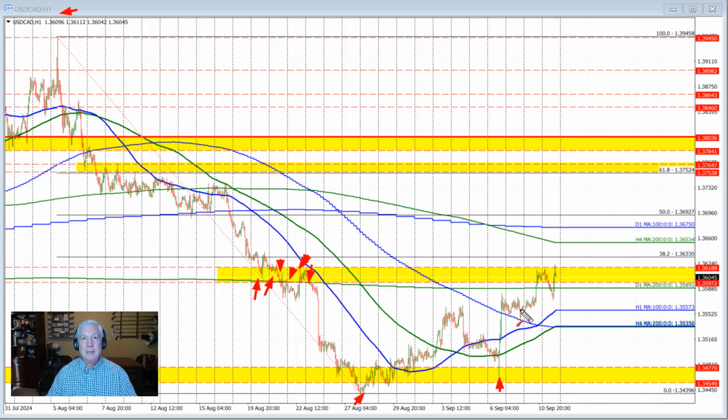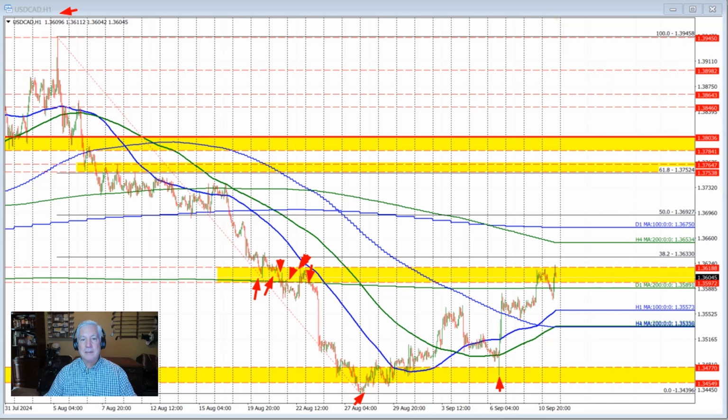We also had Canadian job data, which showed weakness. Remember, the unemployment rate moved to 6.6% from 6.4%. That was the highest level since 2017, if you take out the 2021 COVID period.